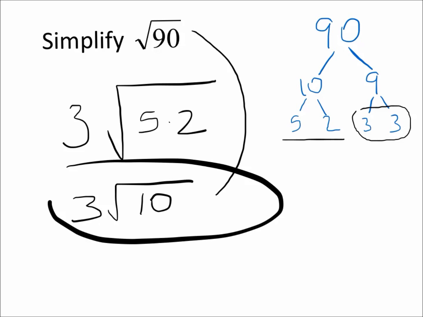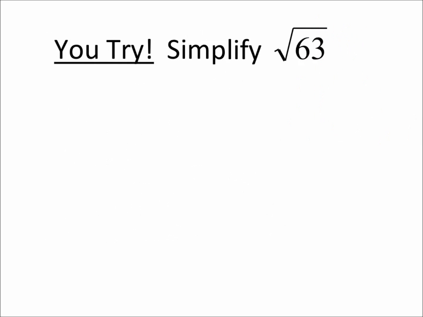These are the exact same. Square root of 90 means the same thing as 3 root 10, only this one down here we say is simplified. Now let's try a U-try. Here we have a U-try where we're doing the square root of 63. So, on your paper, give this one a shot, make your factor tree, look for groups of 2, and then any groups of 2 you can bring to the outside. We're allowed to pull one of them to the outside. See if you can get it. Hit pause.